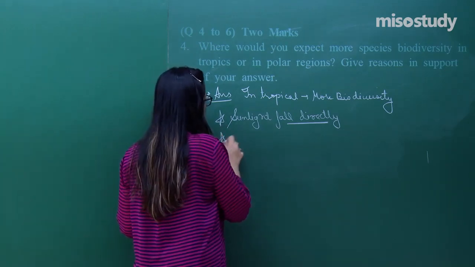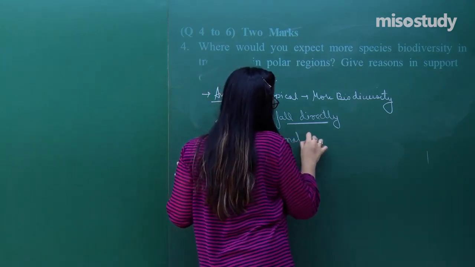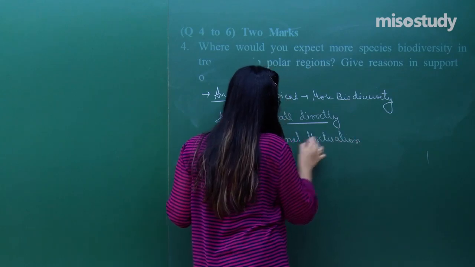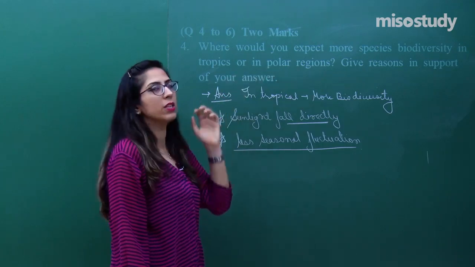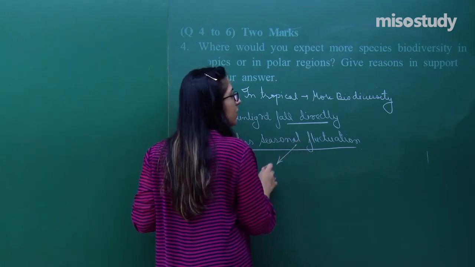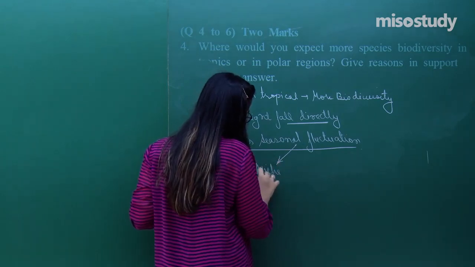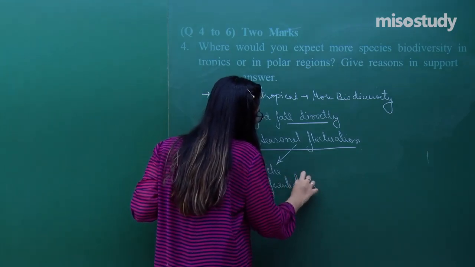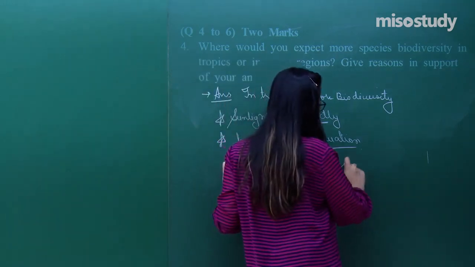Another is less seasonal fluctuation. Right? Due to which the organisms living in those regions will have niche differentiation over there. They will have a specific niche. When niche differentiation is there and no fluctuation can be seen, then definitely it will lead to speciation.